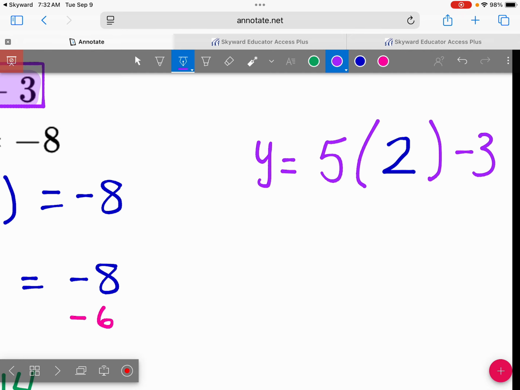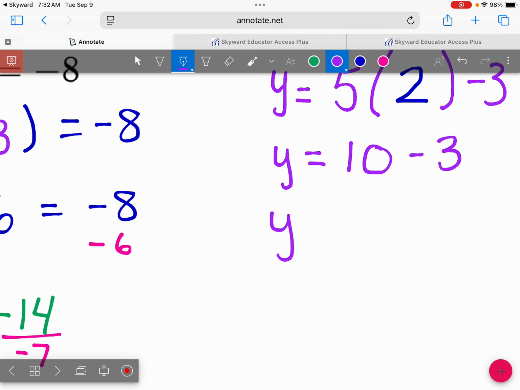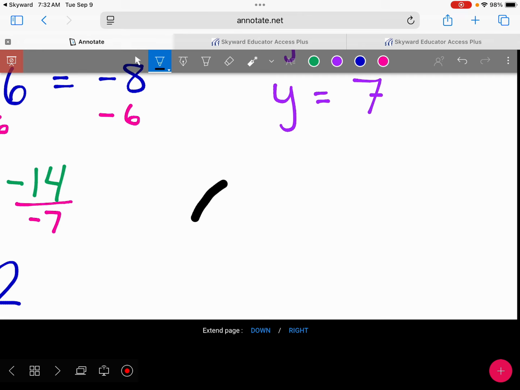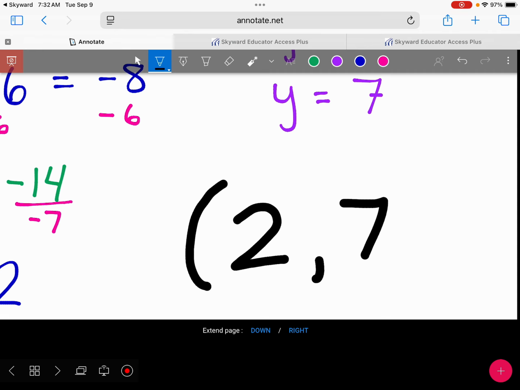So we can, again, simplify this out. Our y is going to be 5 times 2, which is 10, minus 3. What is 10 minus 3? 7. So our final answer on this one, our solution to this system, the point where these two lines cross, is the point 2, 7. X, then y.